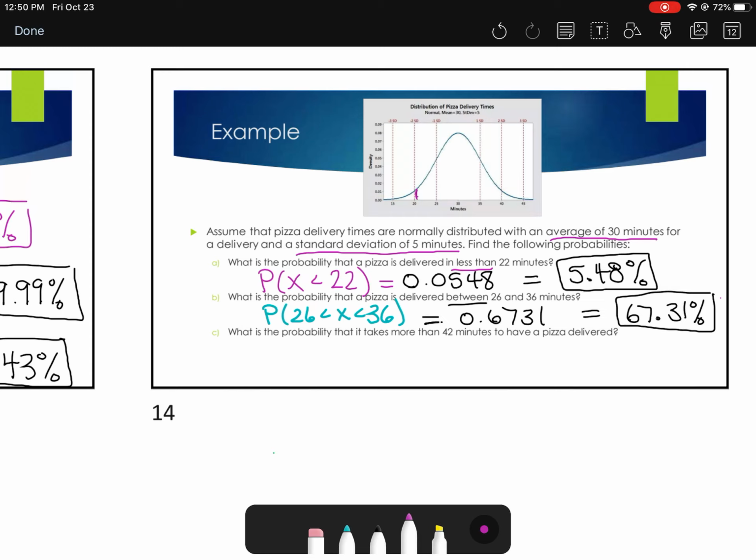So let's look at this last one now. What is the probability that it takes more than 42 minutes to be delivered? Just looking here, 42 is probably here, so it's probably not that much, okay? So I can be safe to assume that I should be getting my pizza in less than that. Let's see how that does. So more than 42. Again, if it's greater than, that means we do 1 minus the probability that it is less than that.